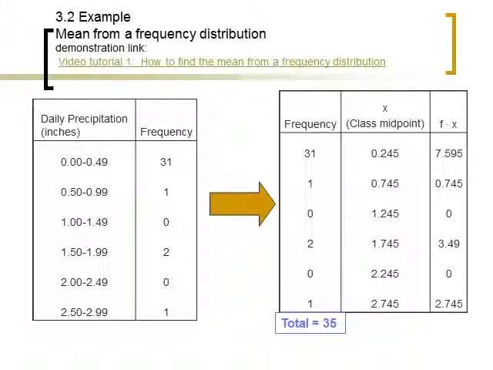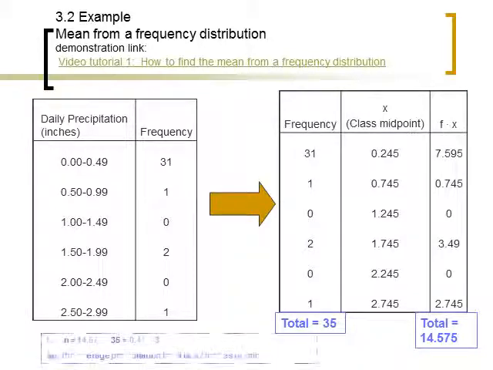Another thing for the formula that you'll need to do is add up your total frequencies. So I add the frequency column and I get 35. Then we have to total up the column that's the f times x. So I get 14.575. The mean is equal to the sum of f times x divided by the sum of f. So I take 14.575 and I divide that by 35 and I get 0.41643. So the average precipitation level is 0.42 inches of rain. Now up above here you'll see a video tutorial that you can click on which has more steps demonstrated for you, and that's a good tutorial to watch.